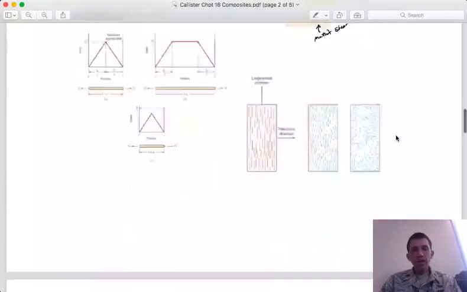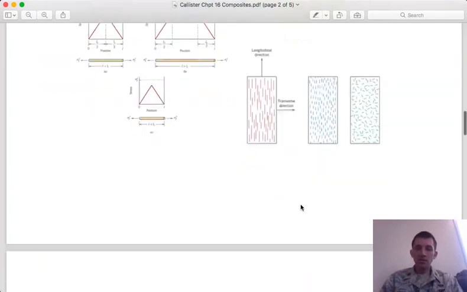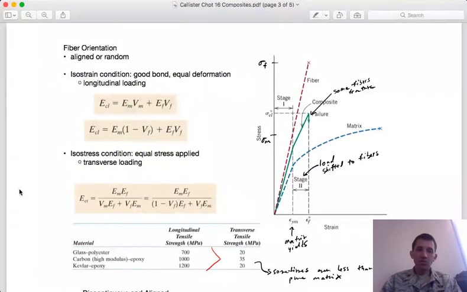So length is important, and also alignment. If you have long fibers that are aligned parallel with the direction of desired strength, then you're going to have a stronger material, at least in that direction. And if you have short fibers, aligned is going to be more effective than random. So with fiber direction, you have fiber length, you also have alignment, and then the direction of that alignment. Okay. As I mentioned before, orientation is important.